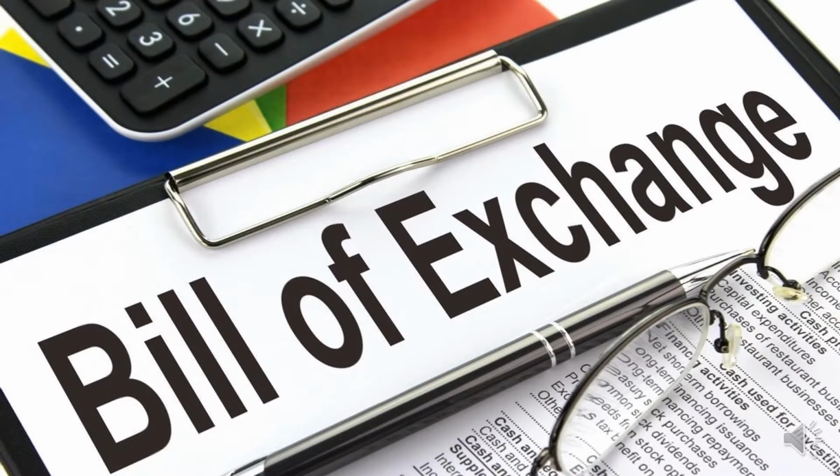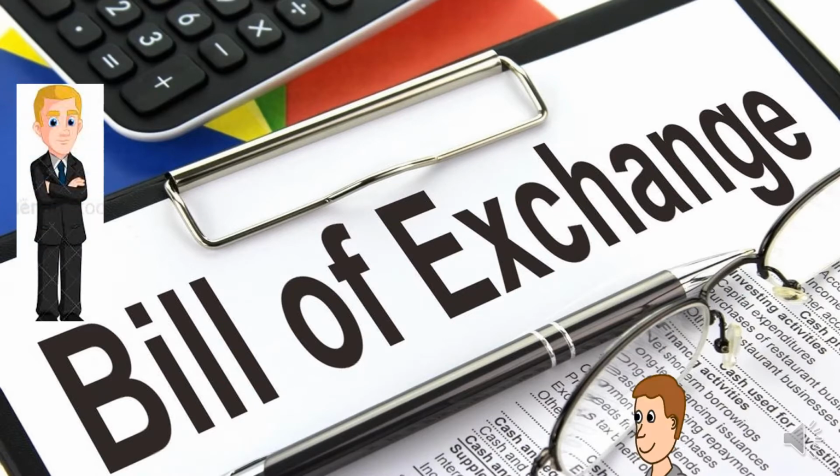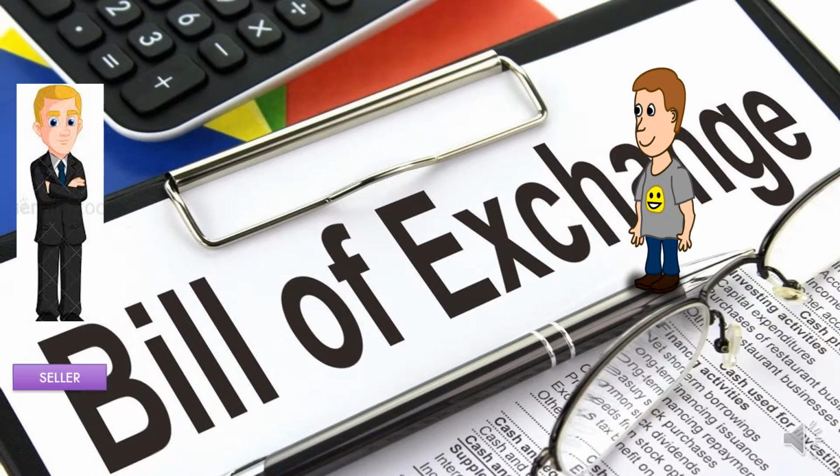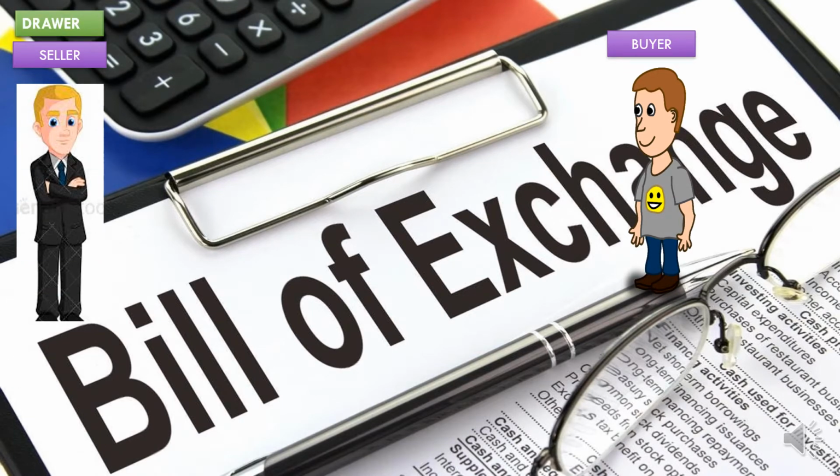Last time we saw the example of two persons, Mr. A and Mr. B. Mr. A is a seller and Mr. B is a buyer. The seller is nothing but a drawer and the buyer is nothing but a drawee. The drawer draws a bill on the drawee and the drawee has to make the payment in future, which we saw in the last session.